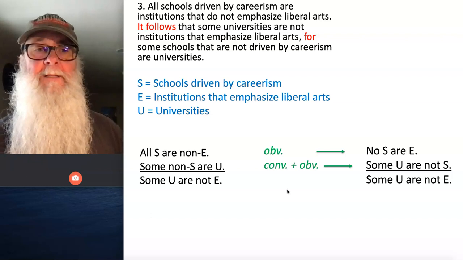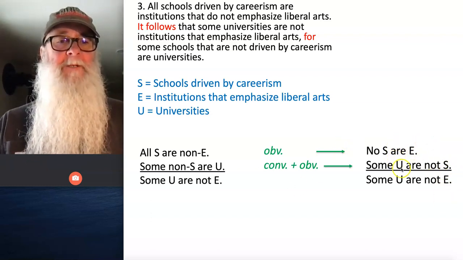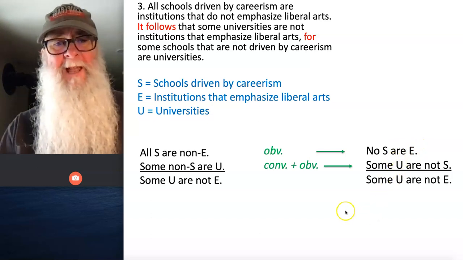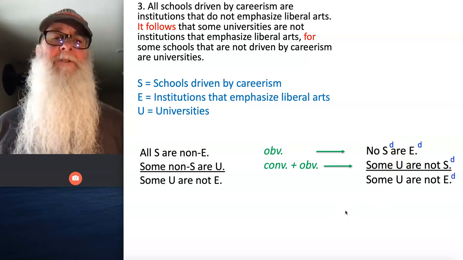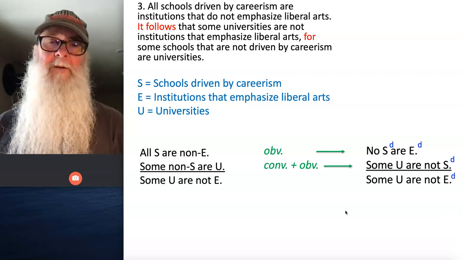U are not S. Now we have the argument in standard form with our major term up here in the first premise, our minor term appearing here in the second premise, and we can identify all of our distributed terms and then apply the 5 rules for standard form categorical syllogisms.